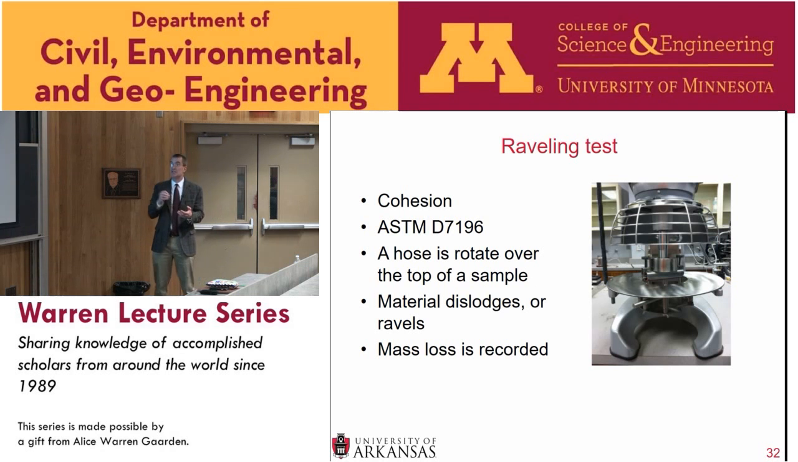So as the material dislodges, that's called raveling, and you can record how much material is lost due to that raveling. So there's a lot of data out there. If you use your search engine to look up cold in place recycling raveling, a bunch of journal publications will probably pop up. So it's helpful for us to collect data here to compare it to those publications.